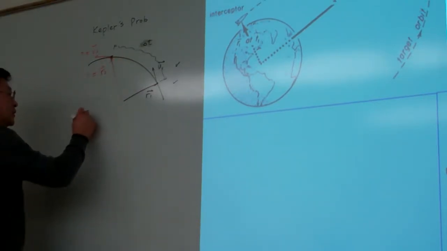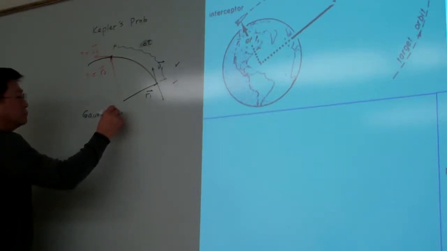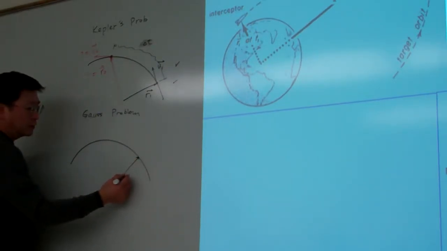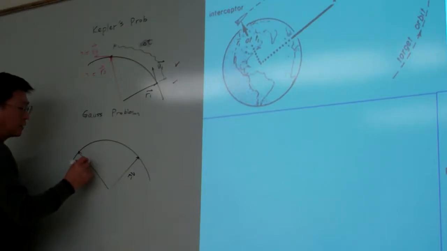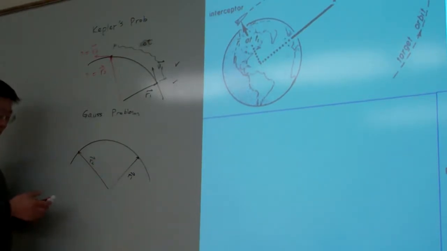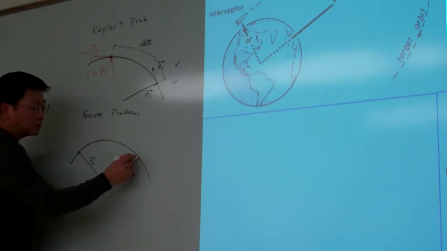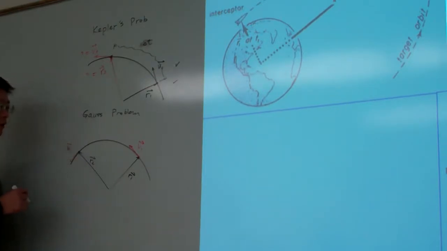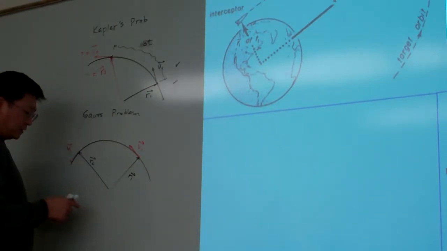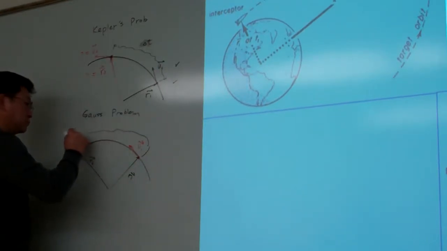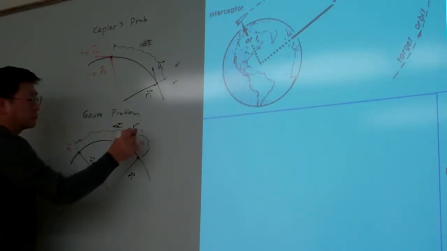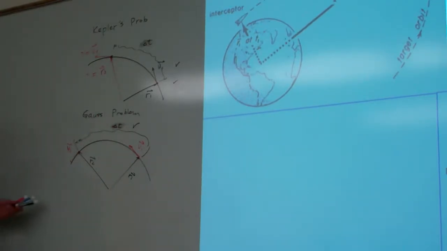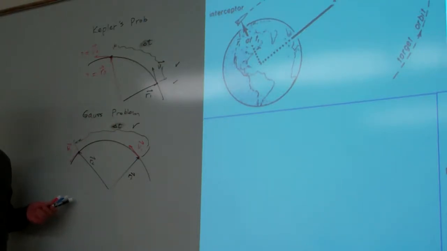And Gauss's problem is this. We know R1 and R2, and basically that is a transfer problem, and we want to determine what V1 and V2 are. And also we are given the time of flight. Okay, so this one is kind of the boundary problem.